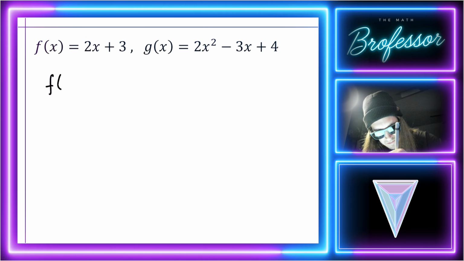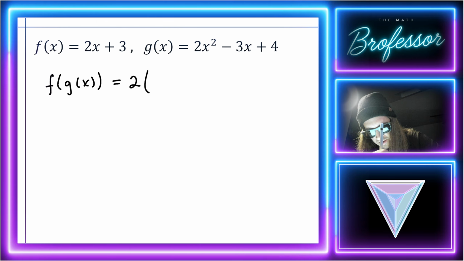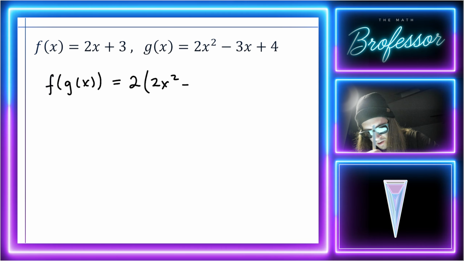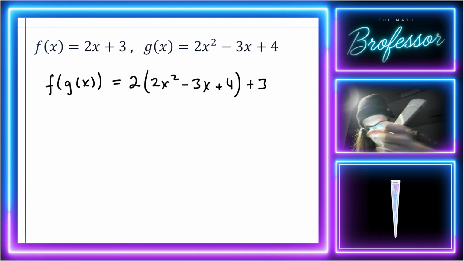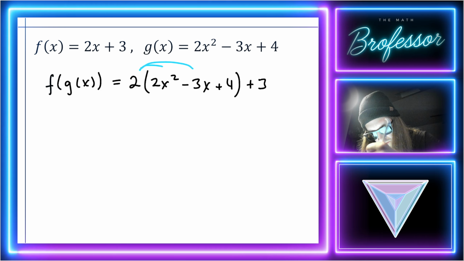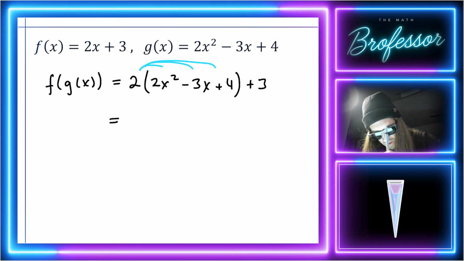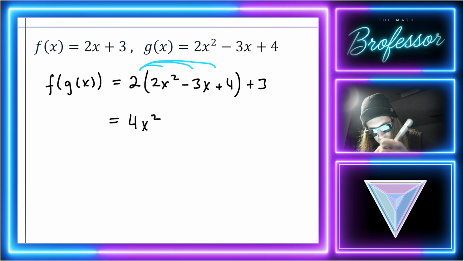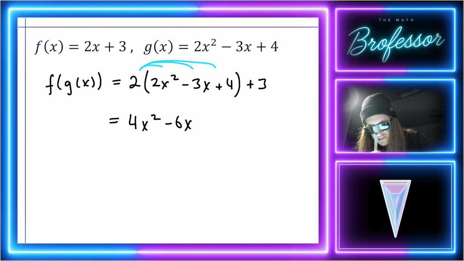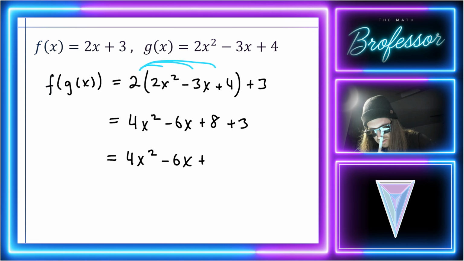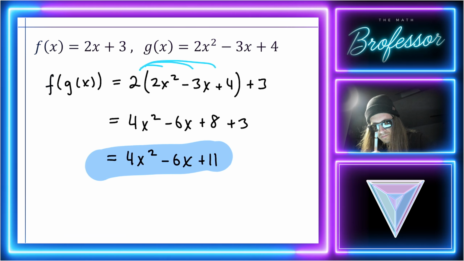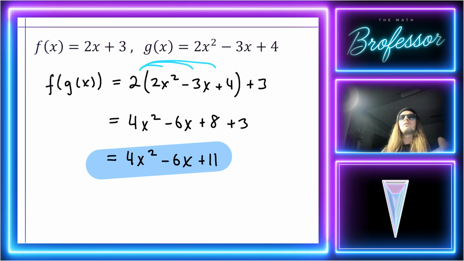Starting with f of g. I'm just going to plug in g right away to that x. That's going to be 2x squared minus 3x plus 4 plus 3. Distribute the 2. That'll be 4x squared minus 6x plus 8 plus 3. And the only thing to combine here is the 8 plus 3, which is 11. Which is 11 right there.